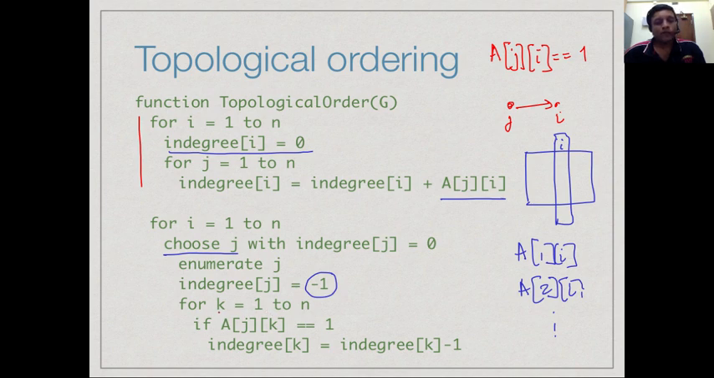And now for every outgoing edge from j, so wherever we have j pointing to k, we want to decrement this because we're going to eliminate this edge. By eliminating j, we eliminate this edge. So for every k from 1 to n, we scan all the outgoing neighbors of j, and if (j,k) is an edge, A[j][k] is 1, we reduce the in degree of k by 1.